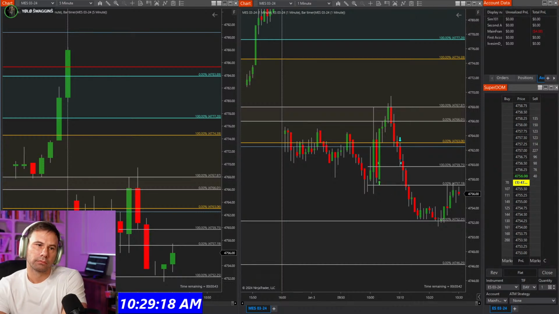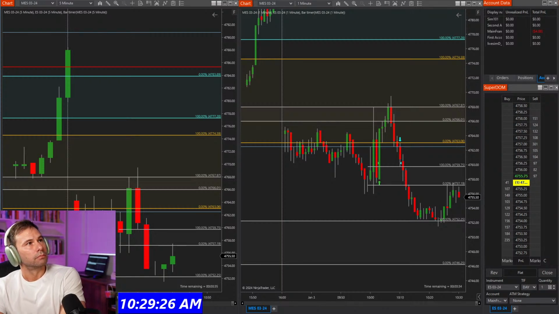If we fail to get back into the 600 zone, just looking like a lower high on the Nasdaq. Potential for more downside. New 30-minute.